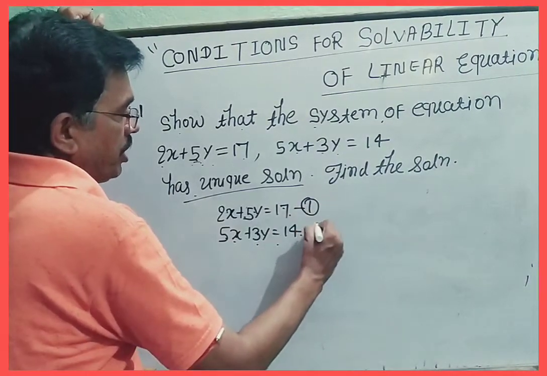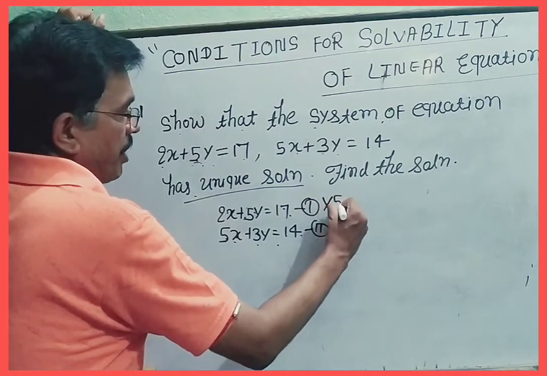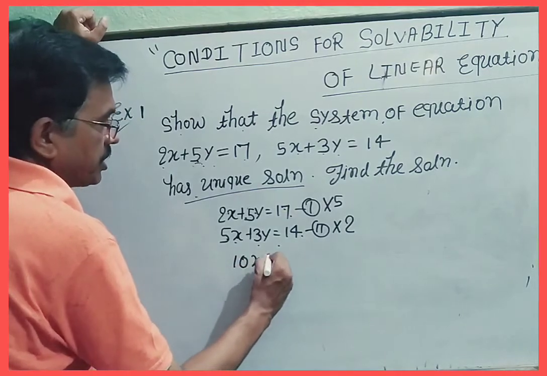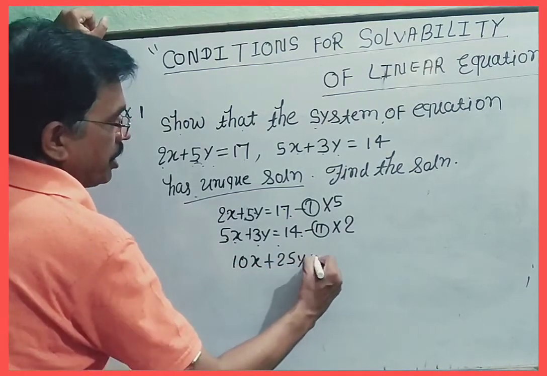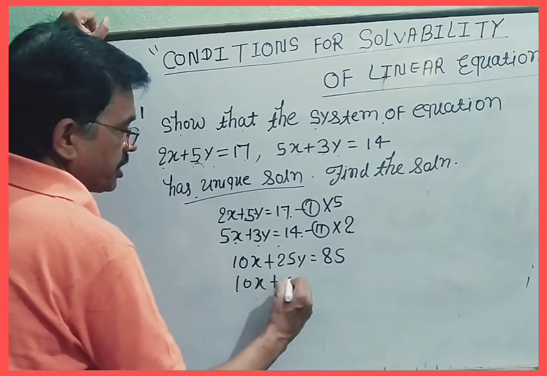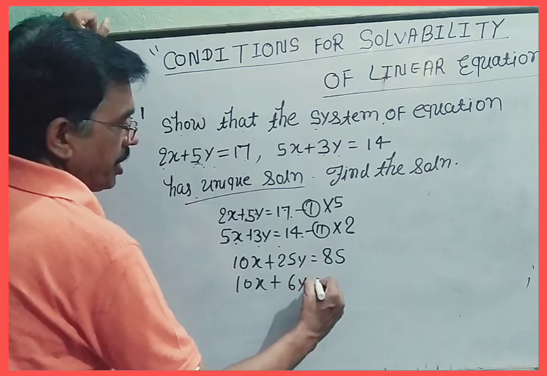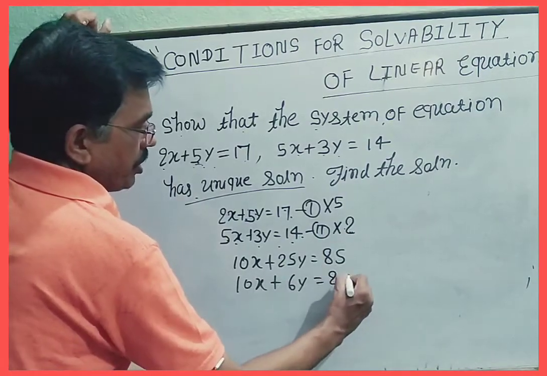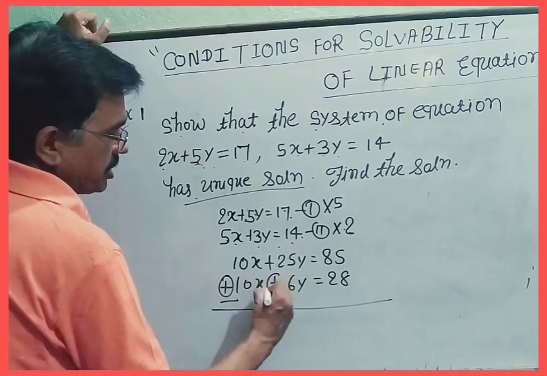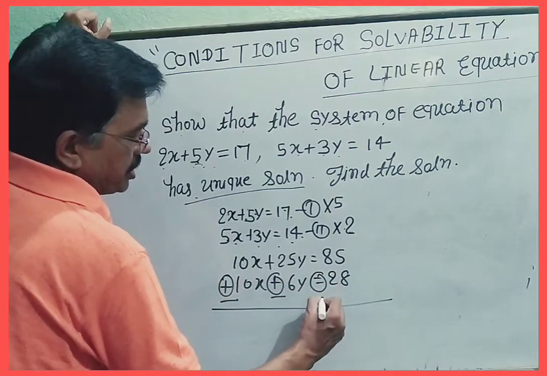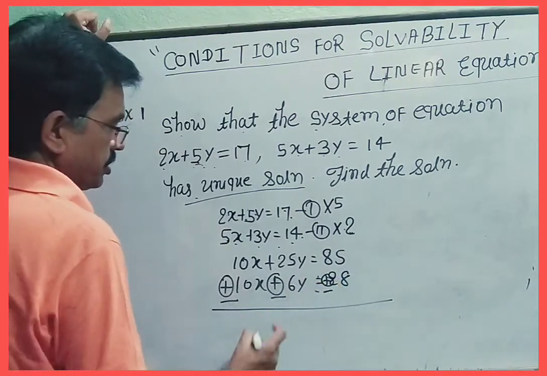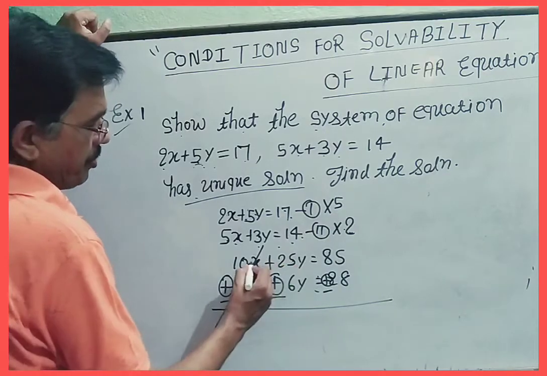So here is equation 1 and here is equation 2. Multiply equation 1 by 5 and equation 2 by 2. What do you get? You get 10x + 25y = 85. Here you get 10x + 6y = 28. Now subtract. Here is plus, then minus. 10x cancels, delete; you eliminate x from the equation.